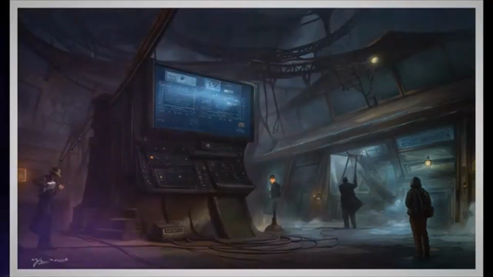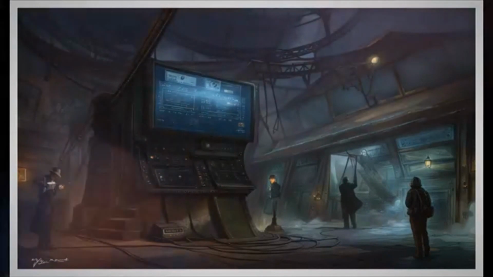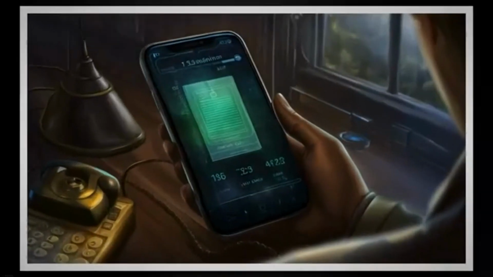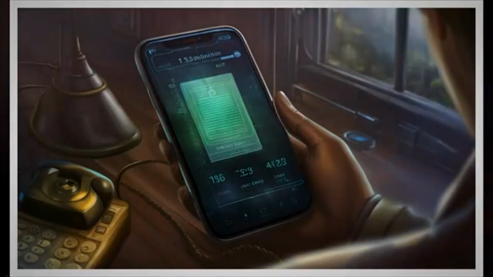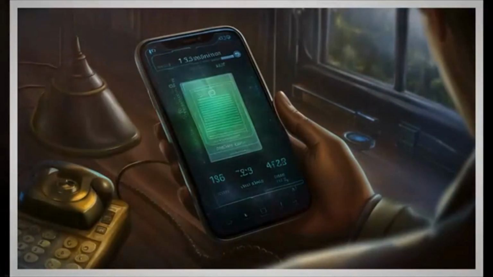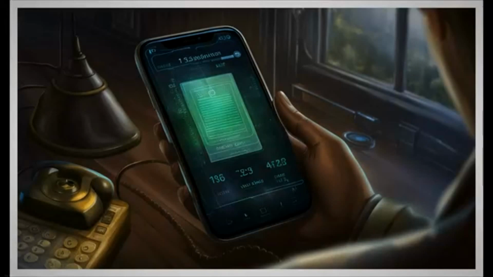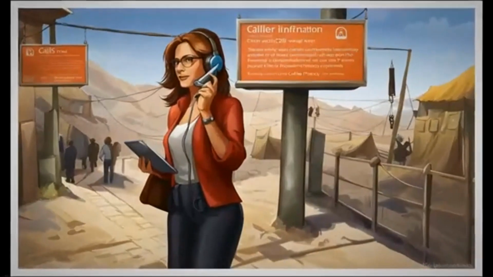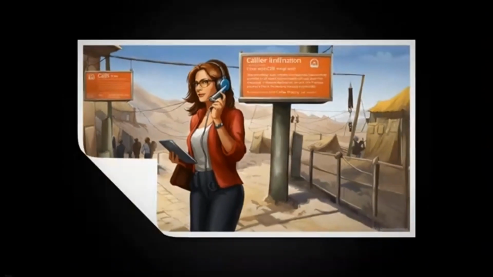Private caller is a term used to describe a situation where the person making the call intentionally withholds their phone number from appearing on the recipient's caller ID display. Instead of seeing the caller's phone number, the recipient will typically see a message like private number, blocked, or unknown. This lack of caller identification can create a sense of mystery and uncertainty, leaving the recipient unsure about the caller's identity or intentions.